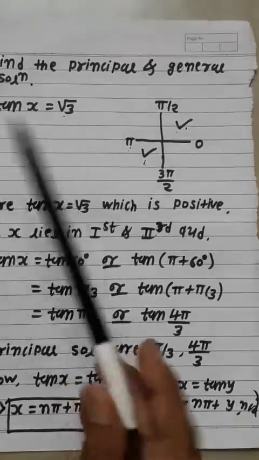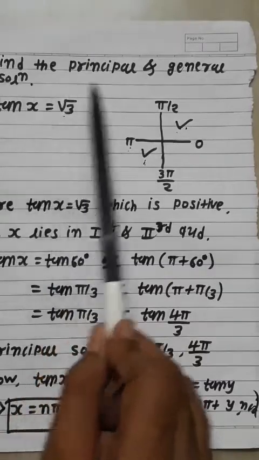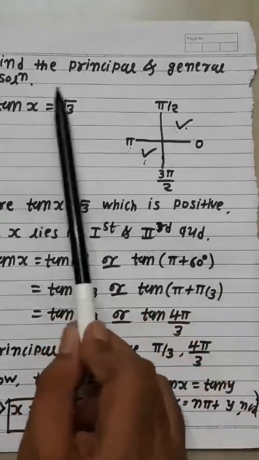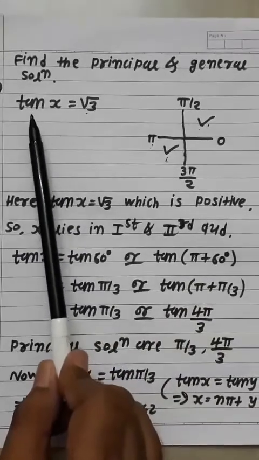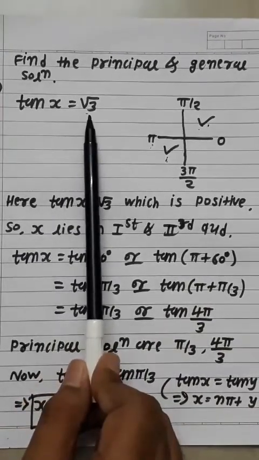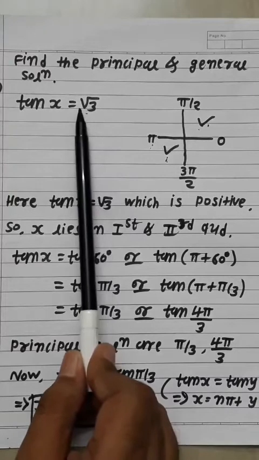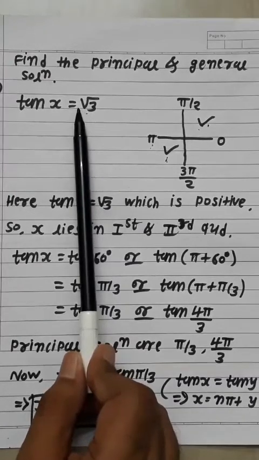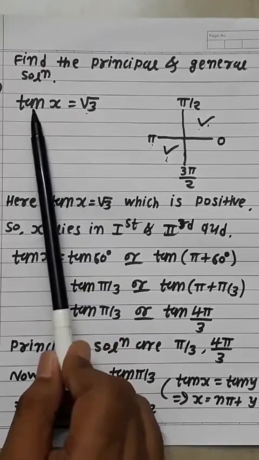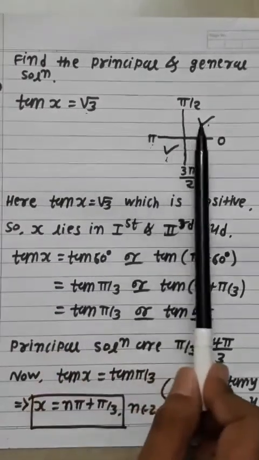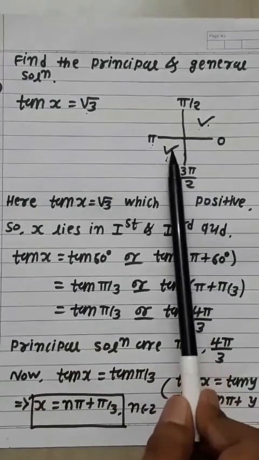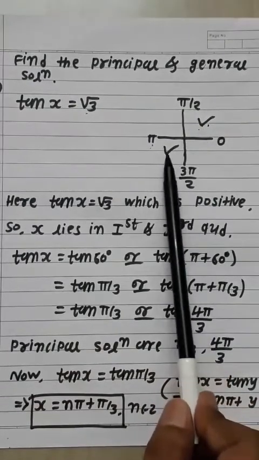So once again, repeat this question. Our question is to find out the principal and general solution. So how can we find it? First of all, here tan x is equal to root 3 is present. First decide: root 3 here is a positive value, and here the tan function is present. So first decide in which quadrants tan is positive. In the first and third quadrants the value of tan is positive.